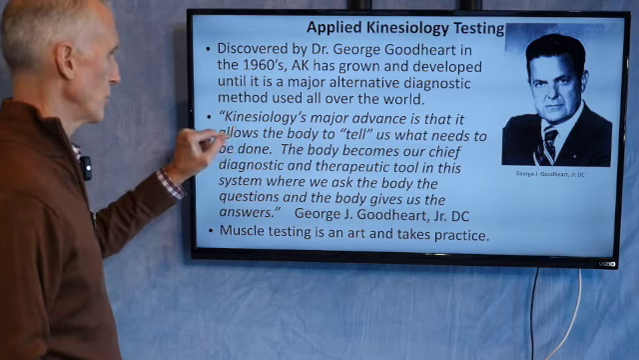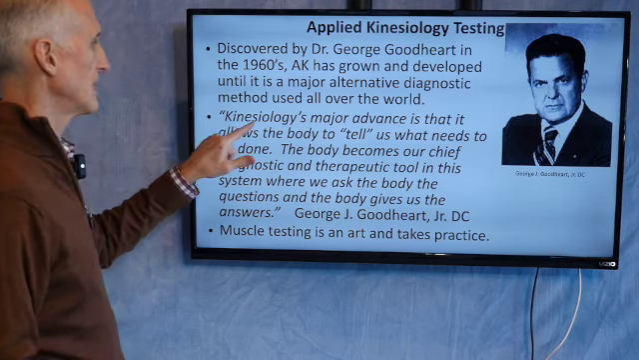This is a quote from George Goodheart. Kinesiology's major advance is that it allows the body to tell us what needs to be done. The body becomes our chief diagnostic and therapeutic tool in this system where we ask the body a question, just like I was talking about earlier, and the body gives us an answer. Muscle testing is really an art, and it does take a lot of practice to get it right, but once you really get this system down, it can give you so much information about your health and that sort of thing. He calls it applied kinesiology.